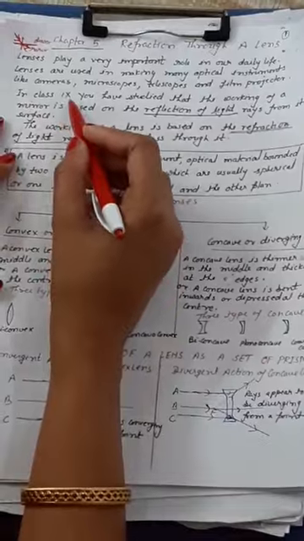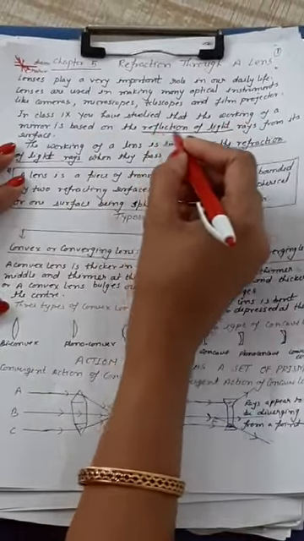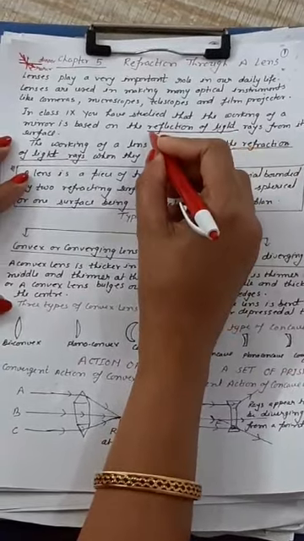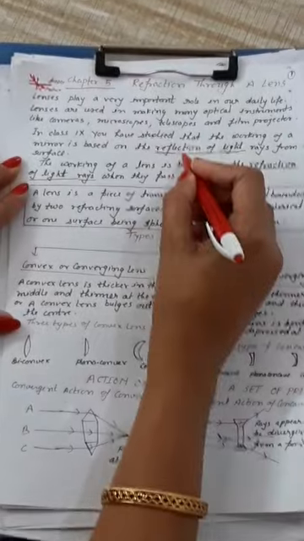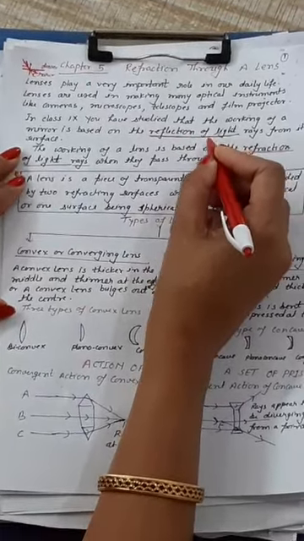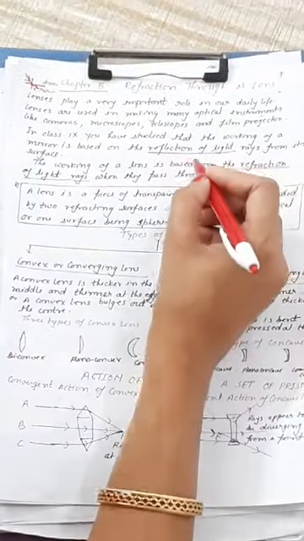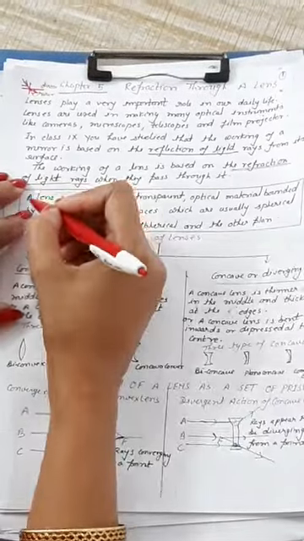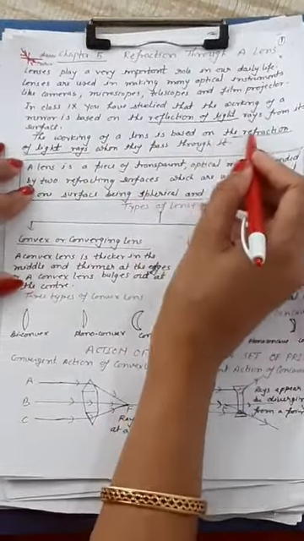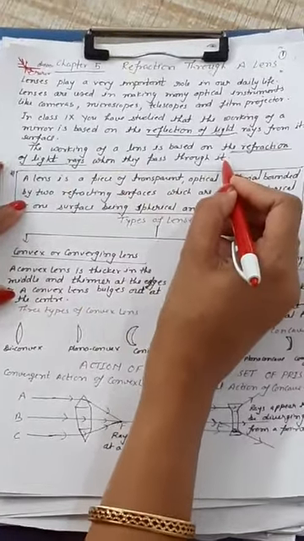See, in class 9, you have studied that the working of a mirror is based on reflection of light rays. You remember all the properties when a ray of light strikes the mirror. You have drawn the image formation through the mirror also. But in class 10, we are going to study that the working of a lens is based on the refraction of light rays when they pass through it.